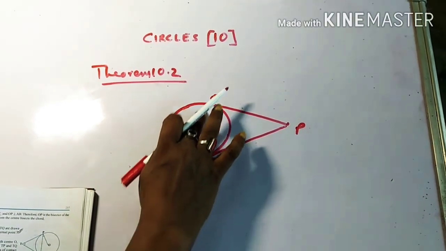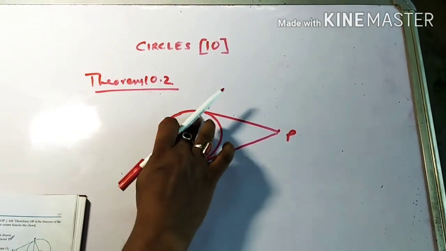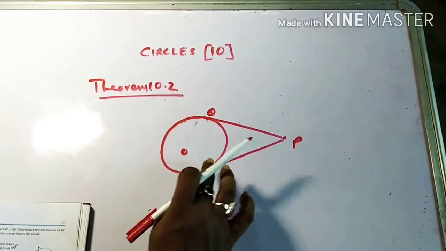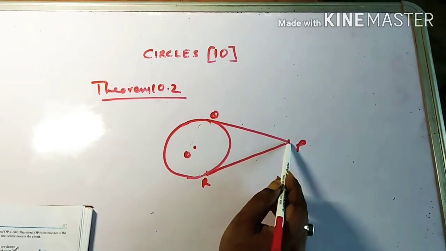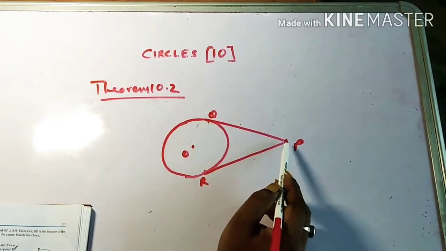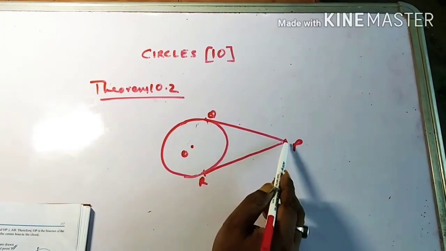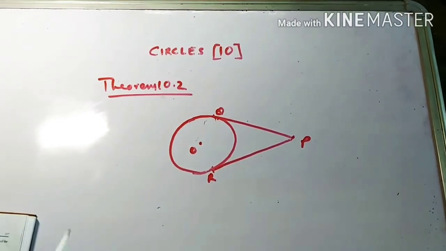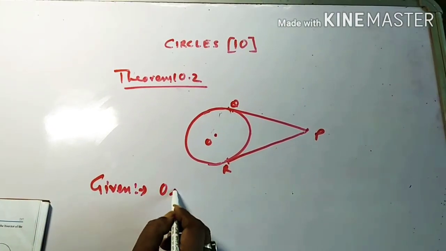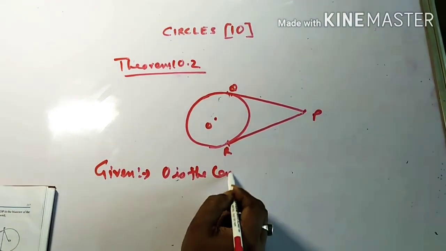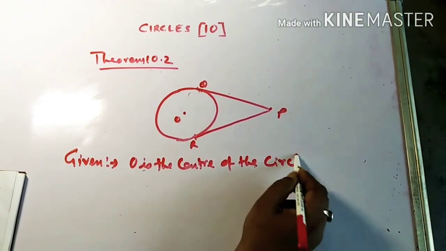That means the figure is like this. The lengths of the tangents from an external point are equal. That means this is the external point, PQ and PR are the tangents, and these two tangents are equal in length. That is, PQ is equal to PR. So what is given to you? Given that O is the center of the circle.